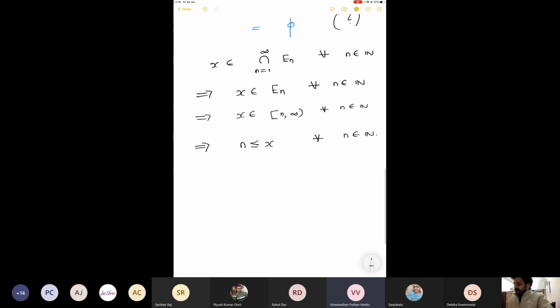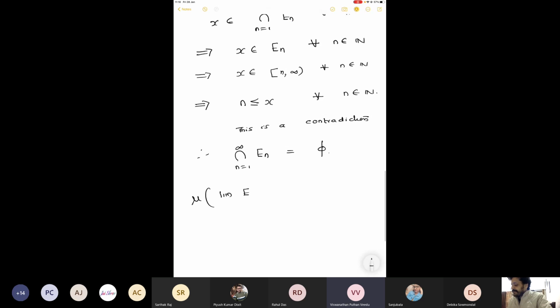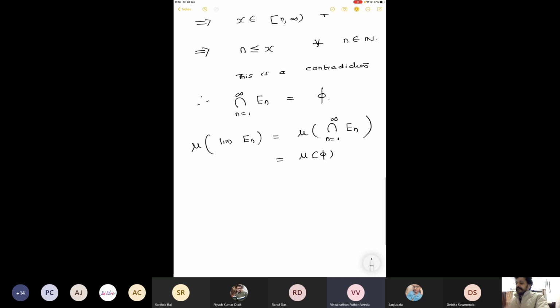Okay. This is a contradiction. So now, therefore, mu of limit En. Remember, limit En by definition is the intersection. Mu of intersection En, that is mu of the null set. And the measure requirement is that mu of the null set is zero.